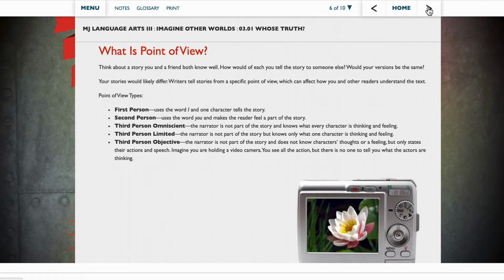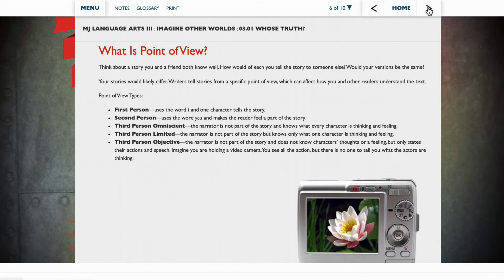Point of view types. First person uses the word I, and one character tells the story. Second person uses the word you and makes the reader feel a part of the story. Third person omniscient: the narrator is not part of the story and knows what every character is thinking and feeling. Third person limited: the narrator is not part of the story, but knows only one character's thoughts and feelings.